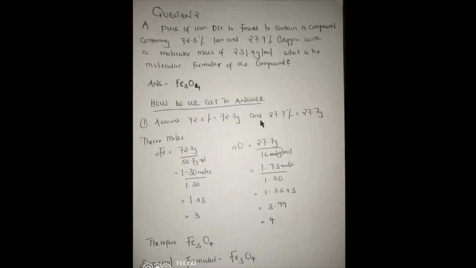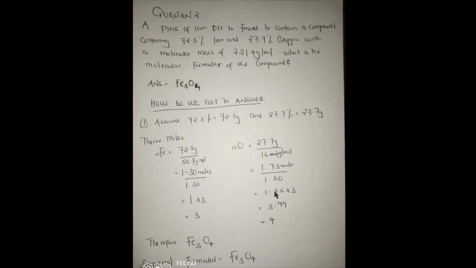Since you have the masses now, you can find the moles of iron and the moles of oxygen. As before, you divide the relative molecular mass into the mass. For iron you find 1.30, and for oxygen you find 1.73. Between the two, 1.30 is smaller, so you divide both by 1.30. Iron gives 1 and oxygen gives 1.33.